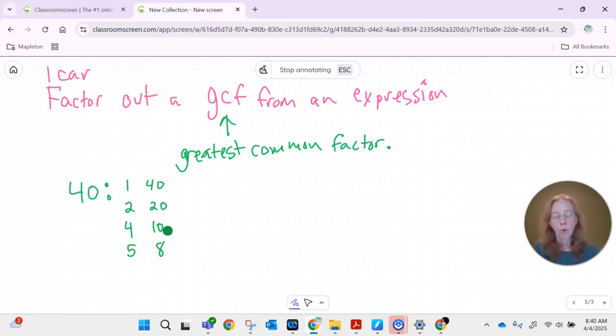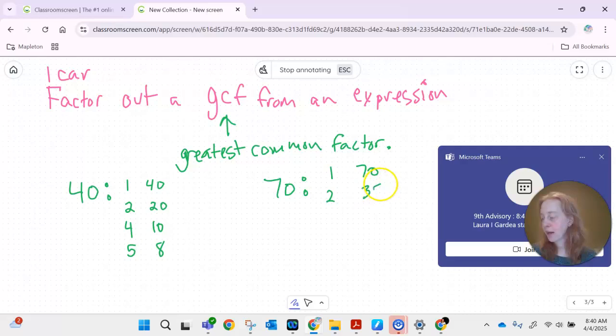Okay. When we add the word common factor, we're talking about two numbers and the factor that's in both of them. So I'm going to give a second number. What about the number 70? Okay, so what are the factors of 70? I could do 1 times 70. I could do 2 times 35.